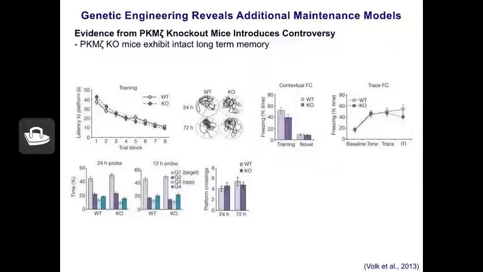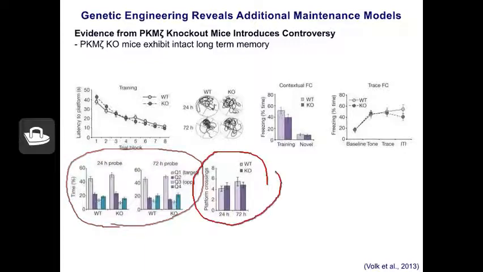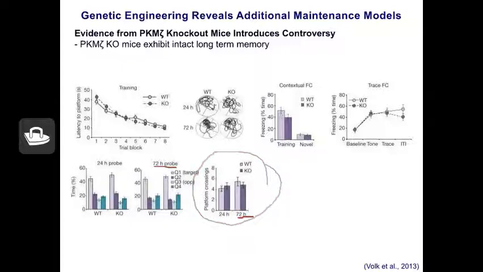And then more importantly, the wild-type and protein kinase M-zeta knockout mice did equally well in searching the target quadrant of the Morris water maze and in crossing over the platform locations in probe trials, even when they were tested after 72 hours. That looks like pretty good evidence of long-term memory, even in the protein kinase M-zeta knockout mice.